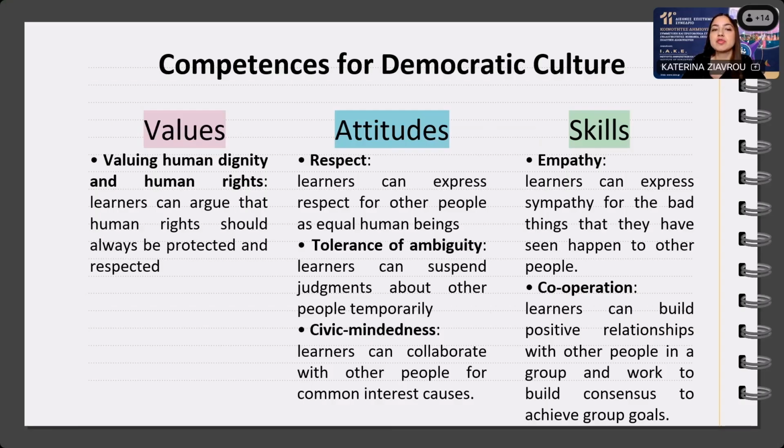The discussion about friendship supports another attitude, namely civic-mindedness, which is an attitude towards the school community. The lesson requires learners to collaborate with other people for common interest causes, for example, creating and sequencing parts of the story, which in turn fosters a feeling of belonging to and identification with the community.